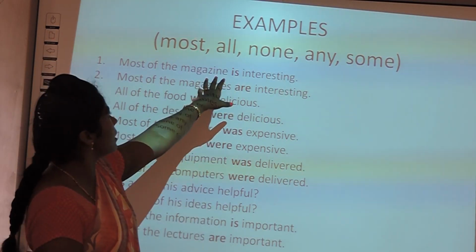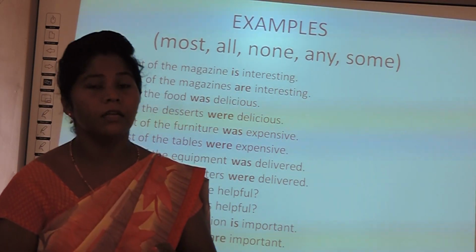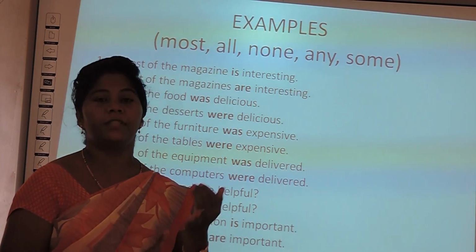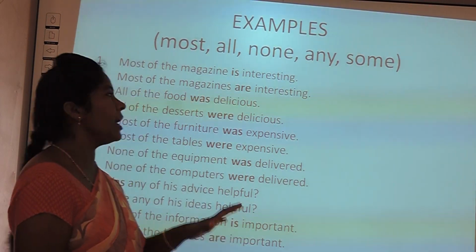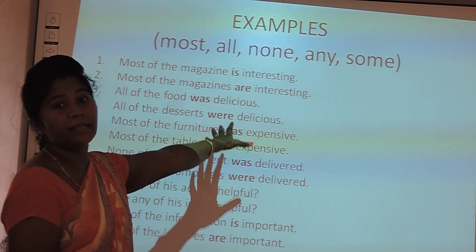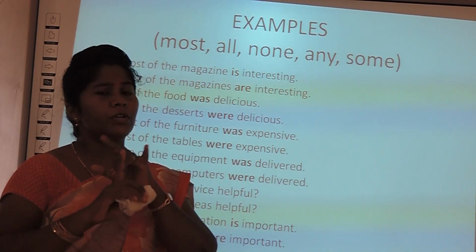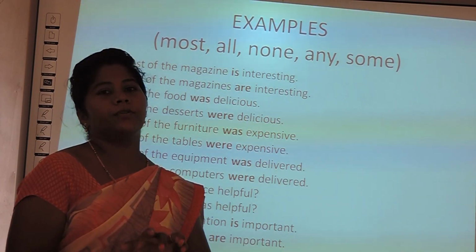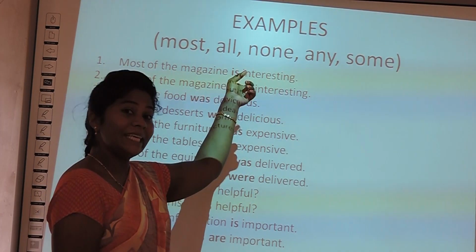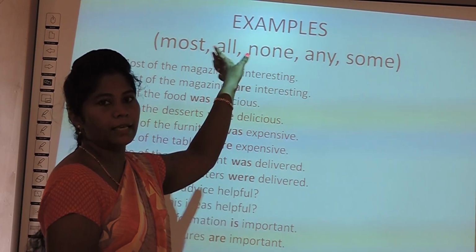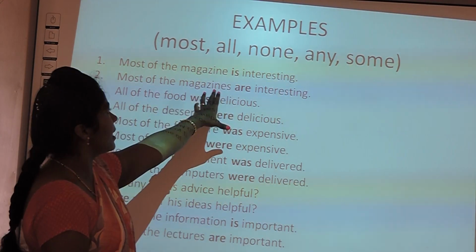So why is it like this? As I told you in the beginning itself, whenever it's a singular subject, the verb should be singular. When the subject is plural, the verb should be plural. And now here we have magazine. Now magazine, it's one magazine. We are talking about one magazine. So it's very clear, it's singular. So it's going to take a singular verb. So most of the magazine is interesting. Is is singular. Okay.